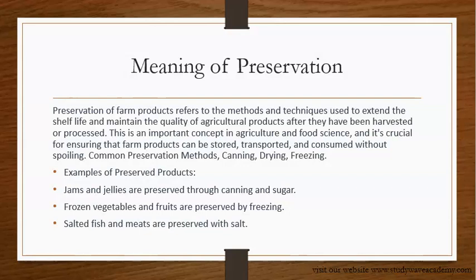This is an important concept in agriculture and food science, and it is crucial for ensuring that farm products can be stored, transported, and consumed without spoiling. Common preservation methods: we have canning, drying, freezing. Examples of preserved products: jams and jellies are preserved through canning and sugar. Frozen vegetables and fruits are preserved by freezing. Salted fish and meats are preserved with salt.